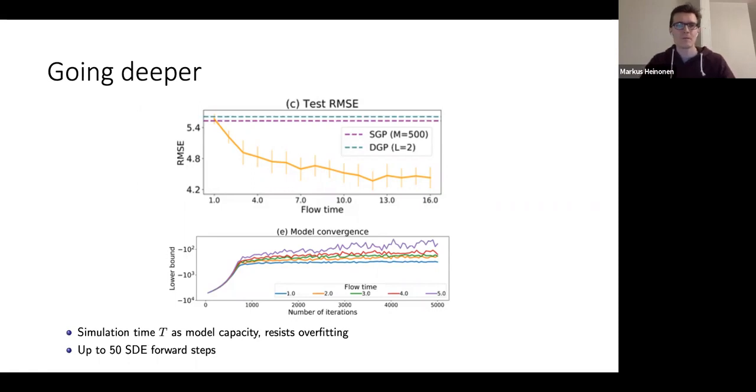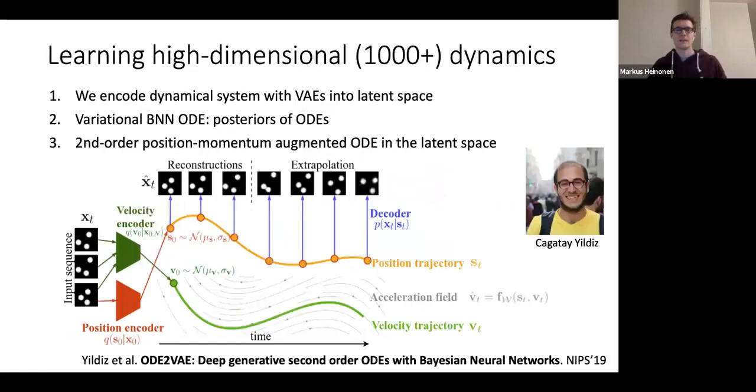Okay, so then next in this line of research, we started to think, how can we work with higher dimensional systems? Because Gaussian processes don't really work in high dimensions very well. So we wanted to work with, for example, image data or video data. And what we proposed was a neural ODE, which we apply in the latent space, and where the latent space is generated by a variational autoencoder.